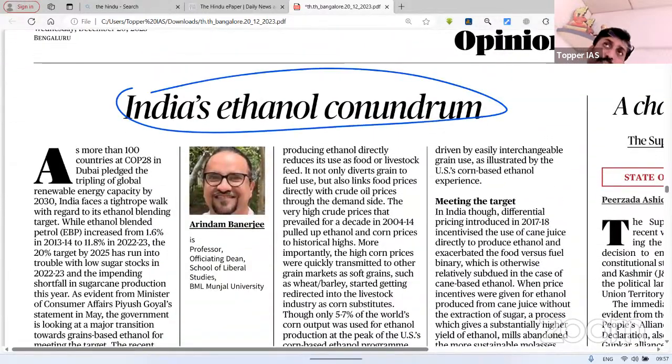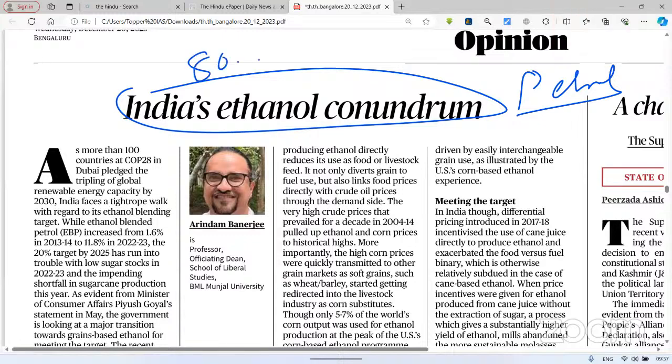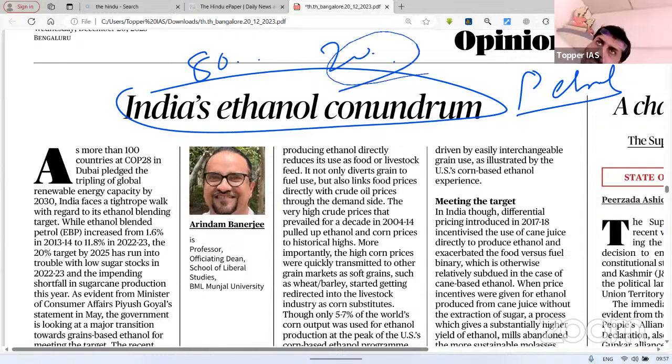India's ethanol conundrum. What is this? Ethanol. You all know that to avoid petrol import, we are trying to blend ethanol with the petrol. How much? What is the percentage? In case they will ask that also. What is the goal? 18 or 20? 20%. 80% petrol, 20% ethanol. Okay, that is the goal.